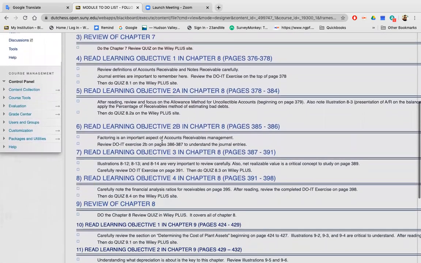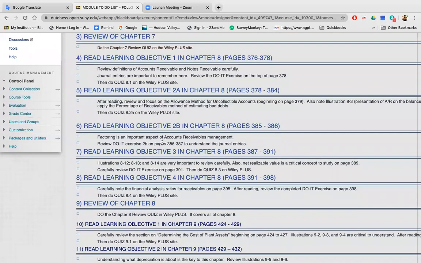Chapter 8 is a little bit more detailed. It really focuses on two topics: accounts receivable and notes receivable. Accounts receivable takes up most of the chapter, and that's because accounts receivable needs to be valued properly. Just because someone owes you money, and in this case it's a business owing another business money in a receivable, doesn't mean that they're going to pay.